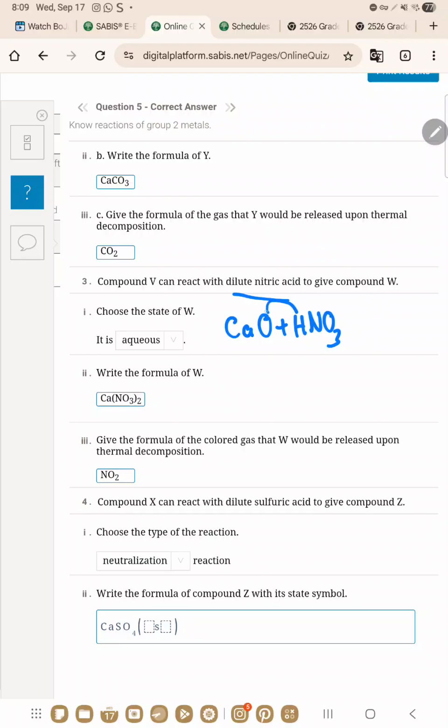Because it's gonna form H2O plus Ca(NO3)2. And NO3 is 2 because Ca has a charge of plus 2. And that's W. And then when you thermally decompose it, as you can see, there's already an NO3, so you're gonna get nitrogen dioxide.